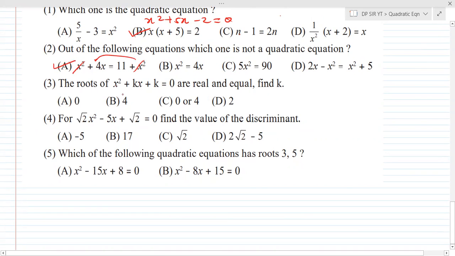Okay, then: the roots of the following, roots of k square are real and equal, find k. See, I said this question can be asked in MCQ. So let's quickly solve this if you don't mind. The answer is quite simple. The answer is C, 0 or 4. I am leaving this part up to you. I want the solution for this from your side, not from my end. I am giving you the answer.